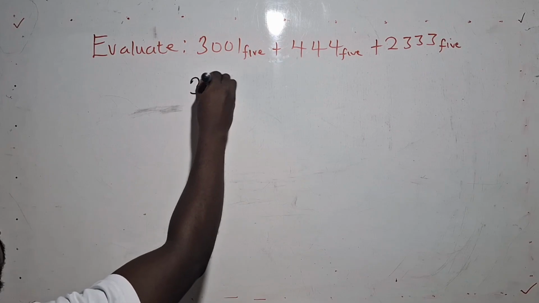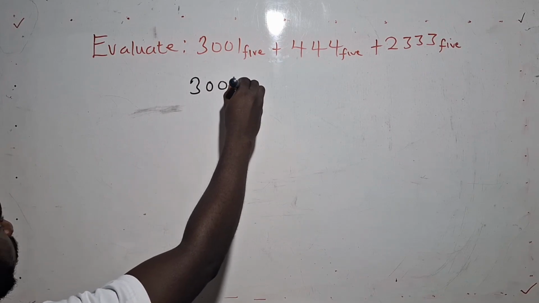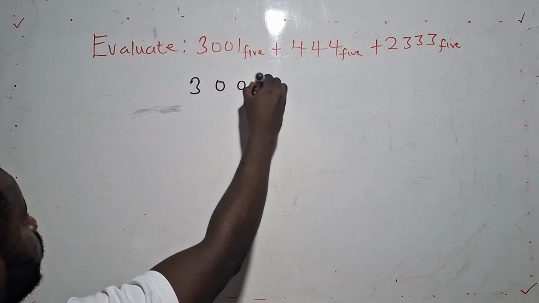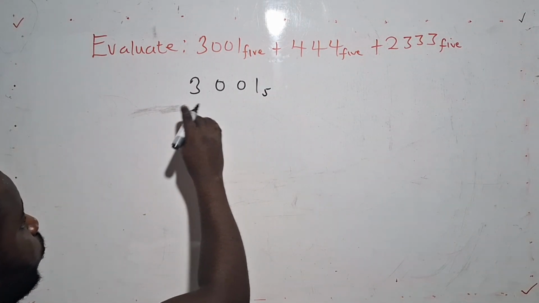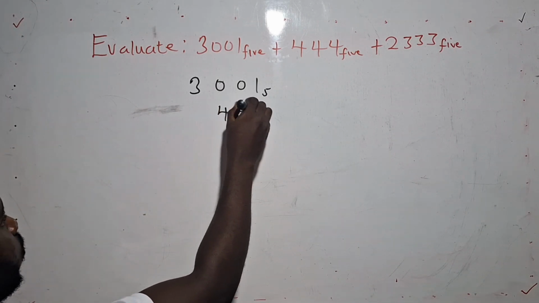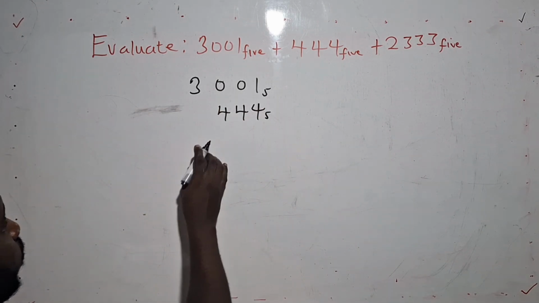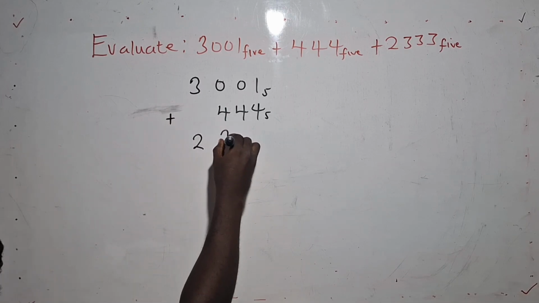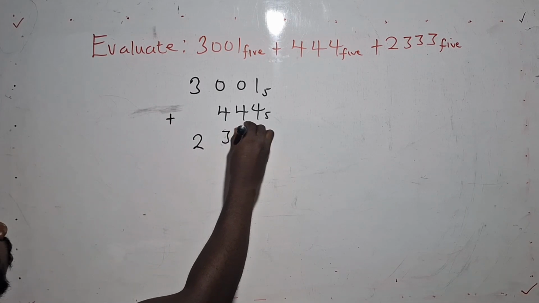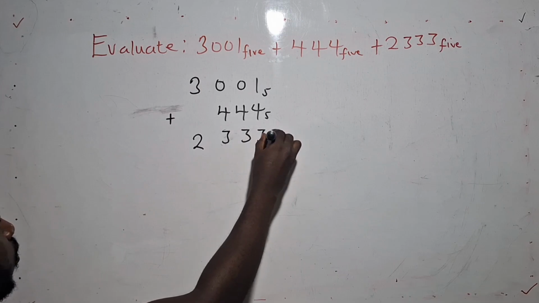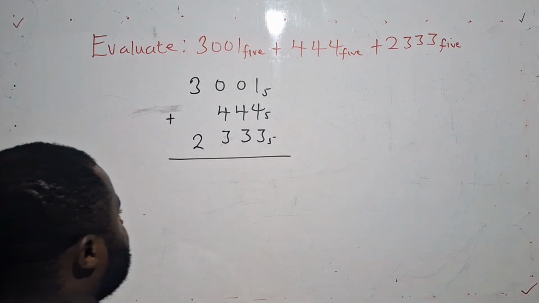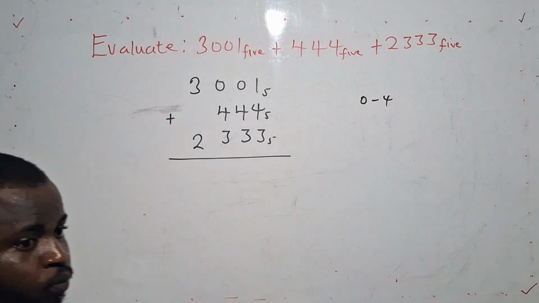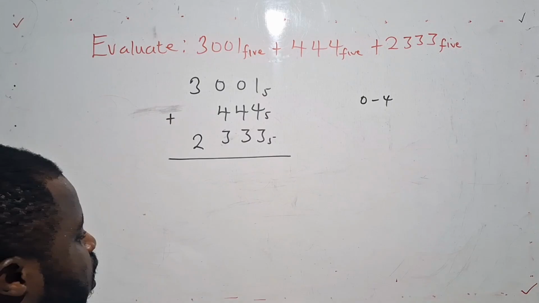Alright, now let me open the numbers. 3001 base 5, plus 444 base 5, then plus 233 in base 5. Now we are going to add in base 5, and you know the answers we expect should be from 0 to 4. If you get 5 in base 5, we are off track.